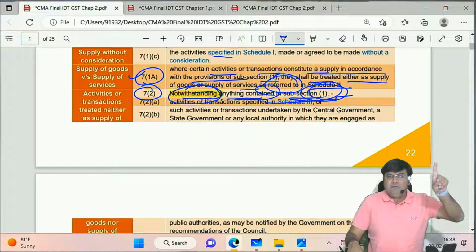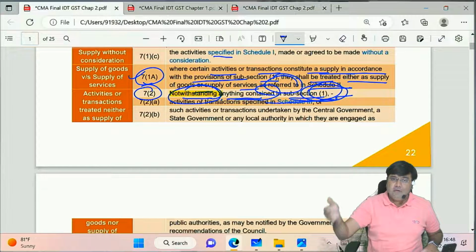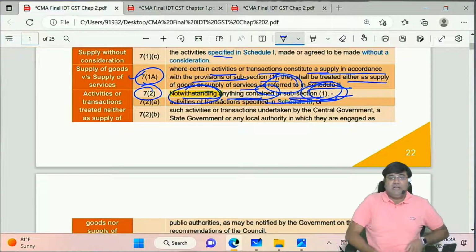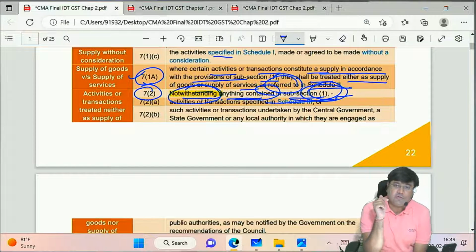So what is the role of subsection 1? Section 7 says this is going to be a supply, maybe because of clause A, clause B, clause C or clause AA. Okay, it is a supply. We are going to determine whether any particular transaction is a supply or not according to section 7 subsection 1. But section 7 subsection 2 says wait, I am going to prevail over section 7 subsection 1, see my provision. So according to section 7 subsection 1 it is a supply, but it may not be.